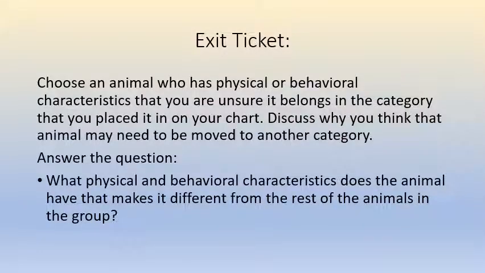Earlier in the presentation, I mentioned that there were a couple animals that I wasn't sure about where they were going to go on the chart. So think about one of those animals that you weren't really sure if it should be an amphibian or a reptile or placed in some other category. And I want you to think about what physical characteristics it had that made you a little bit unsure as to where to place it. And then I want you to think about, how is that animal different than the rest of the animals in that group? Share your thinking with a family member or with your teacher on Teams.